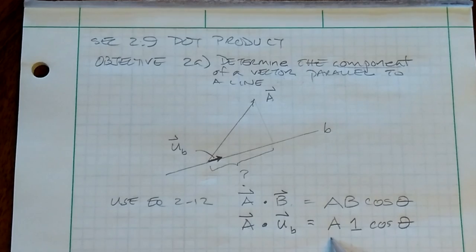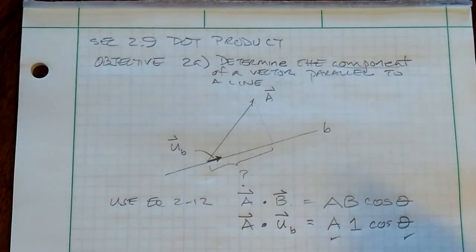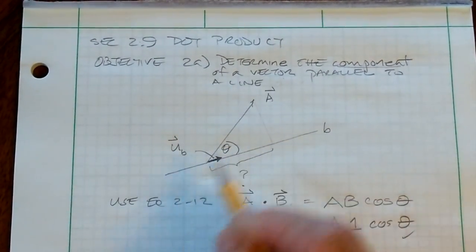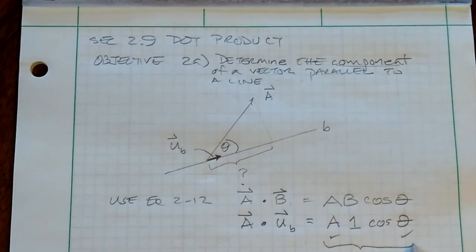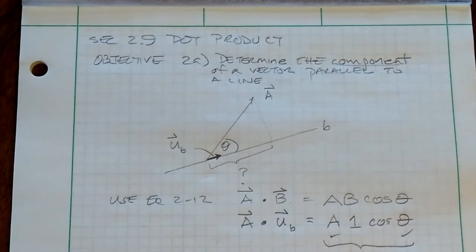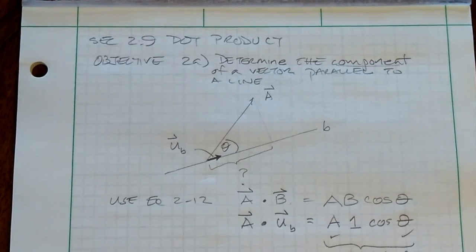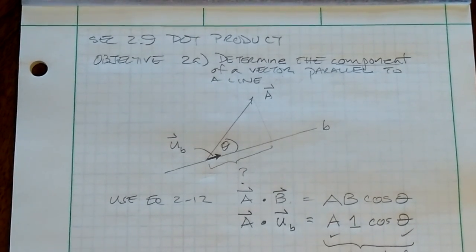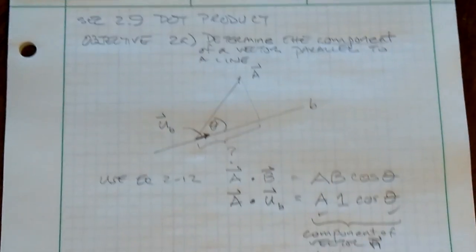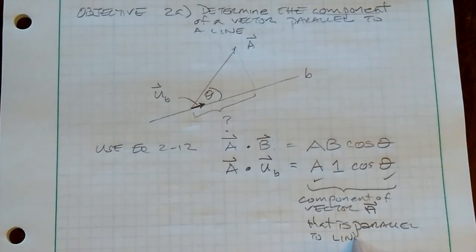So if we had the magnitude of A, and if we knew the angle theta, then we should be able to determine this quantity, which represents the component of vector A that is parallel to line B.